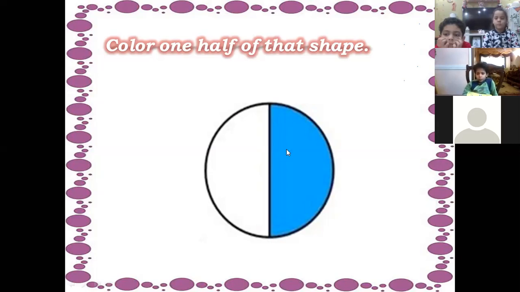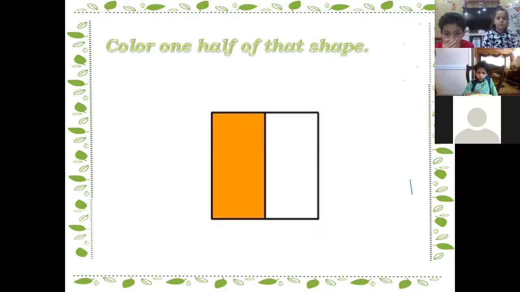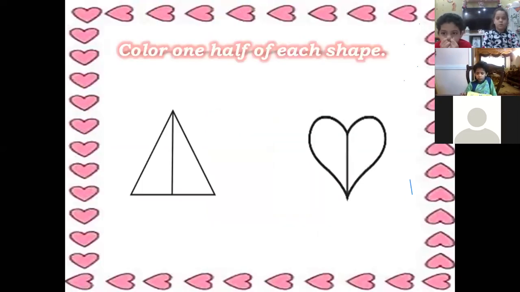So I will ask Aser Shahata to color one half of that shape. It means you will color how many parts? One. Only one part. Good job, Aser. The colored part right now is one half of that shape. You will color only one part of the two parts to color one half of any shape.